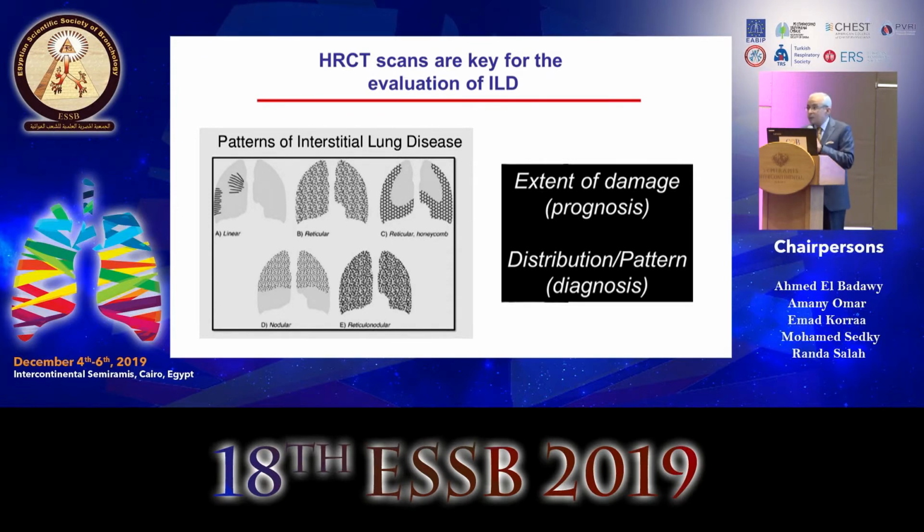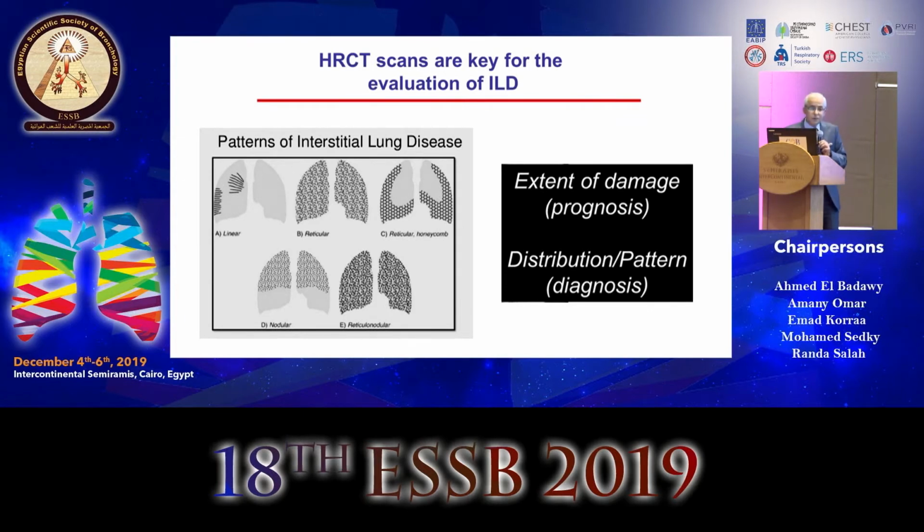The second pitfall is that we have about 300 diffuse parenchymal lung diseases. In contrast, we have only a few radiological patterns. This reflects the limited capacity of the lung to deal with injury. Actually, the patterns of HRCT reflect what is going on at histology.